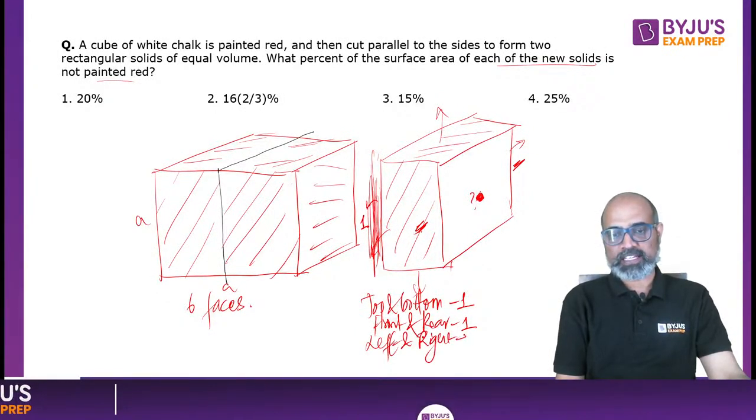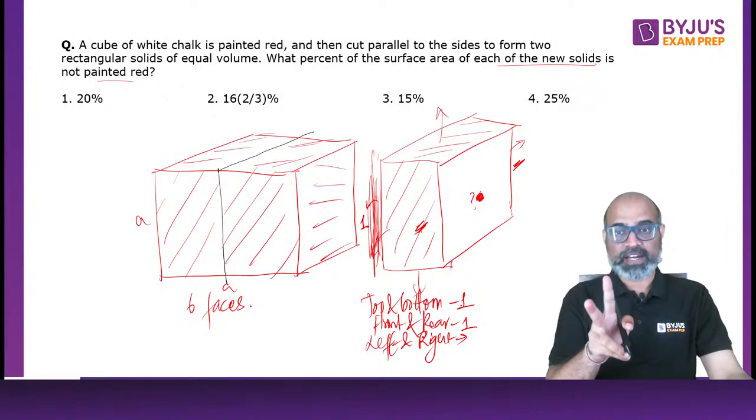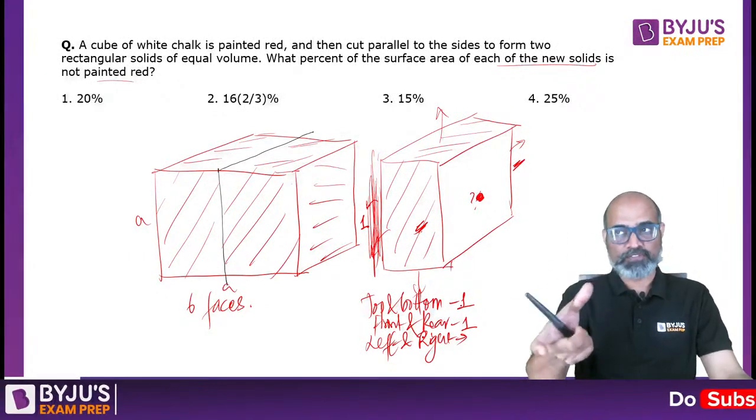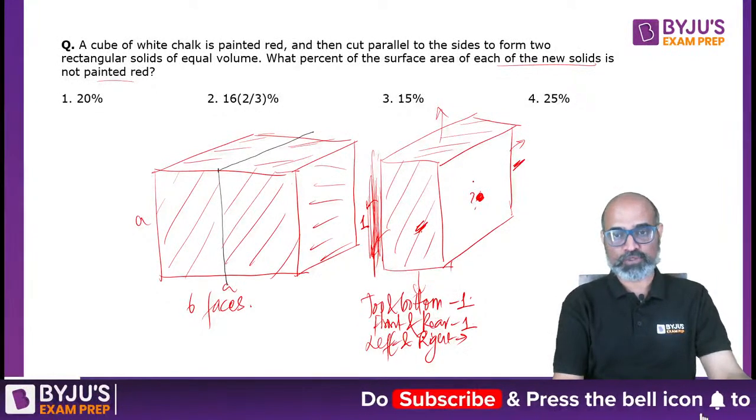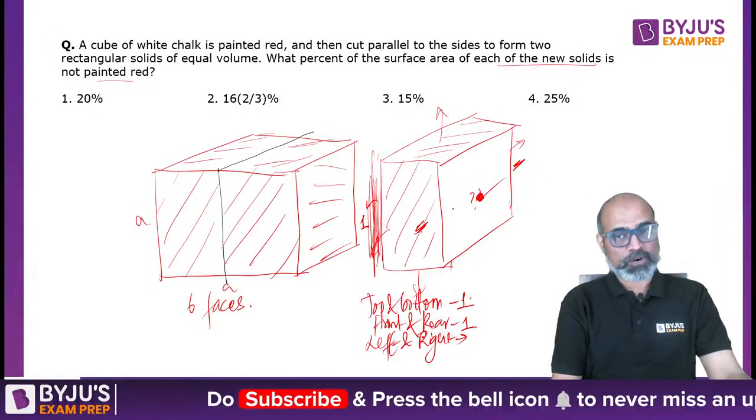Left and right combined, how many surfaces are there? 2, right? Because one of the dimensions has not changed, the other has been halved. That's why I've counted them as 1 and 1. So this one here is 1, and that one there is 1.